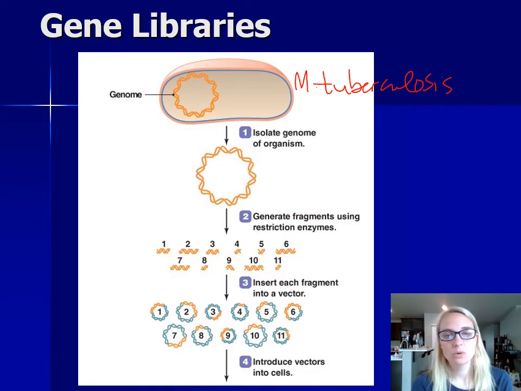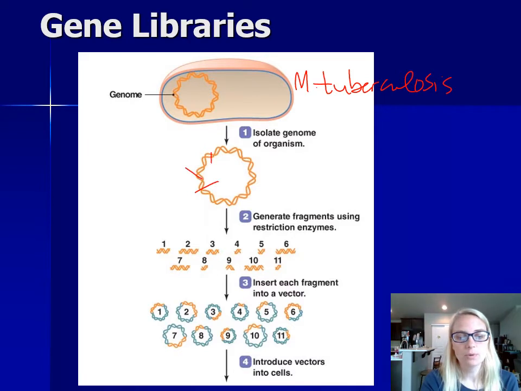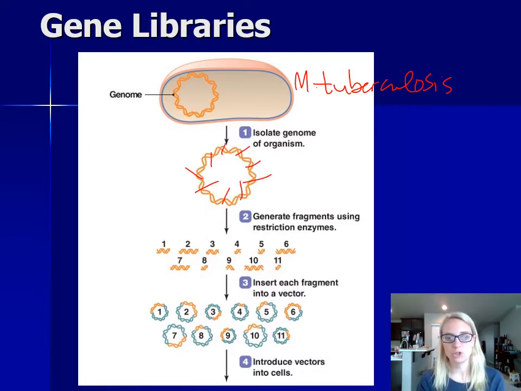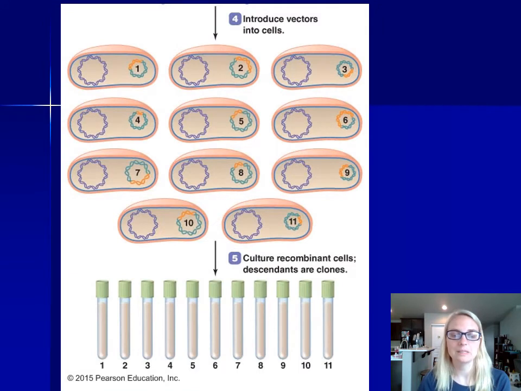So what you can do as a researcher is you can take out the genome, you can cut it up with all these different restriction enzymes, isolating the genes of the genome. So in this particular organism, it only has 11 genes. That's not realistic, but you know. So then what you can do with your isolated genes, insert them into plasmids, which serve as a vector, and then you put each one of those plasmids into a completely different cell.